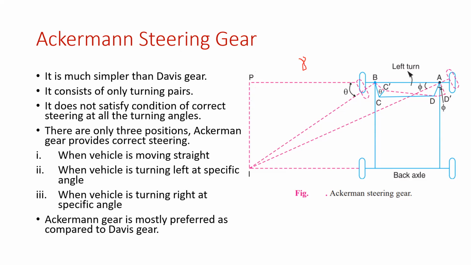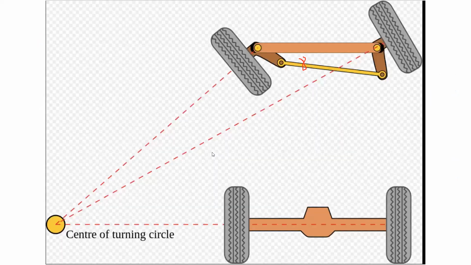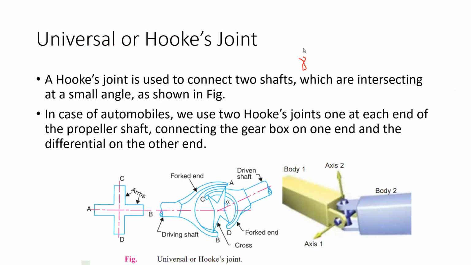Now let us see the next point, the last point of our module 2, special mechanisms, that is the universal or Hooke's joint. So I will clear all drawings. It is also known as universal coupling or Hooke's coupling, universal joint. Earlier you have seen the Oldham's coupling.